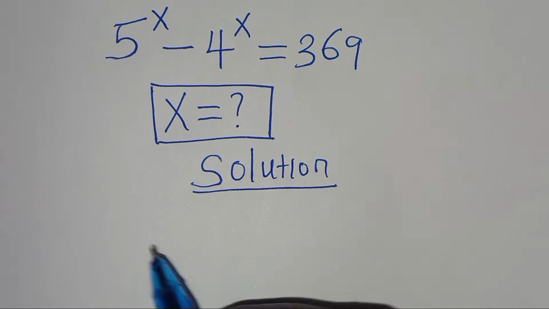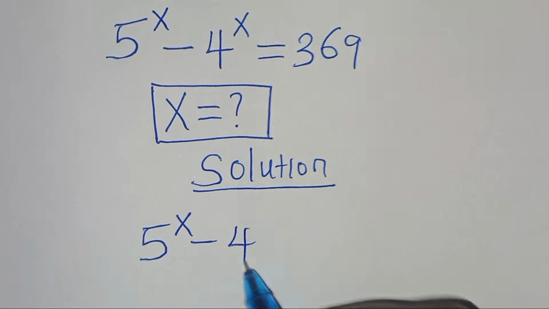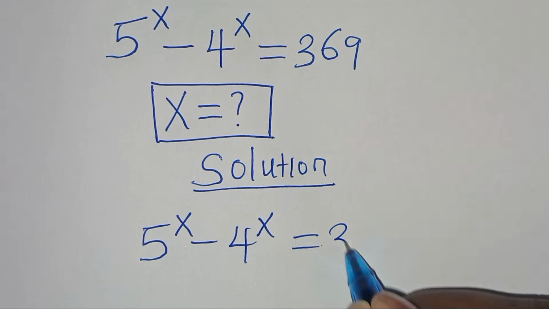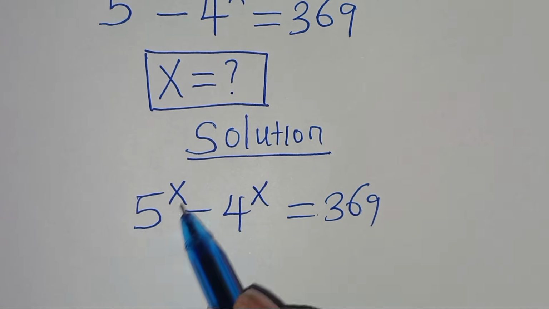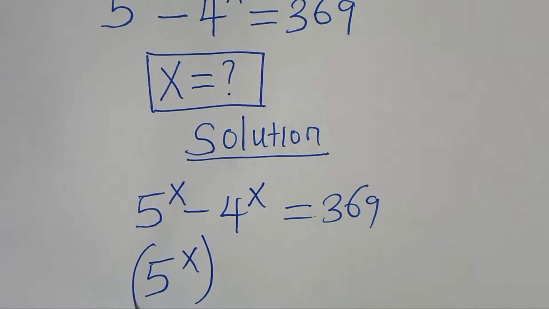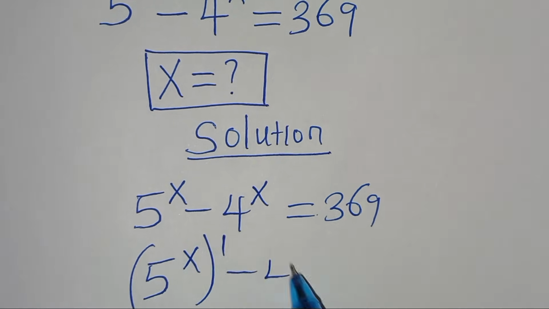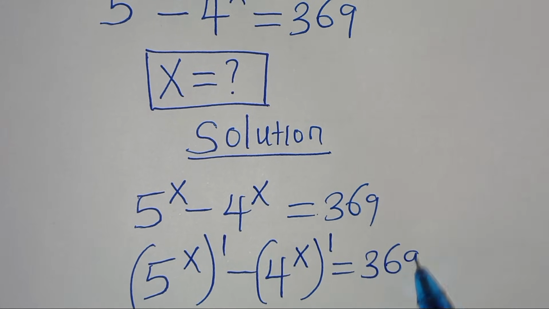Now we have 5 to the power of x minus 4 to the power of x. This is equal to 369. We can express 5 to the power of x, this is the same thing as 5 to the power of x raised to the power of 1, then minus 4 to the power of x raised to the power of 1. This is equal to 369.